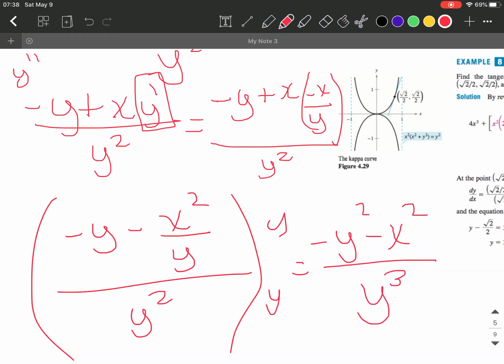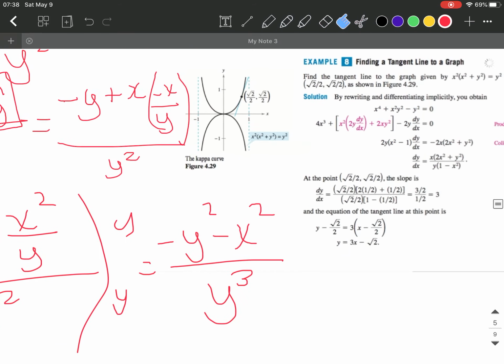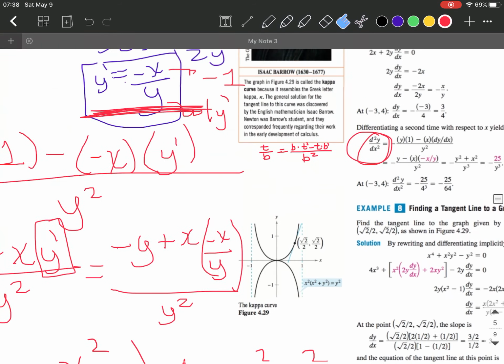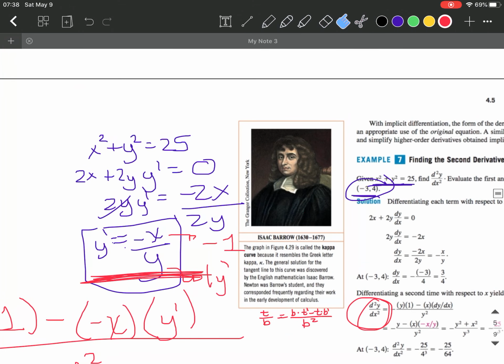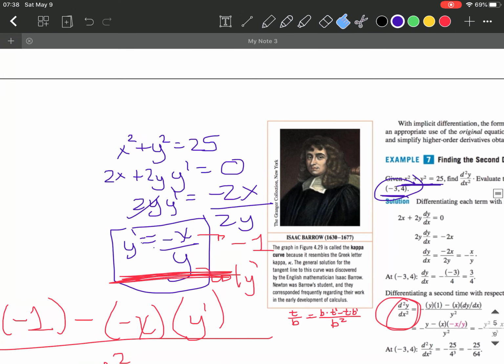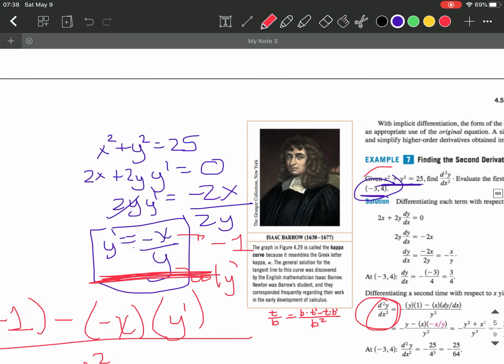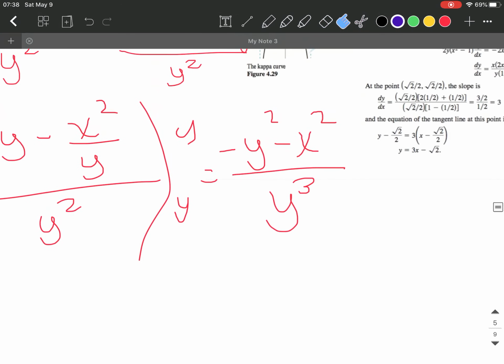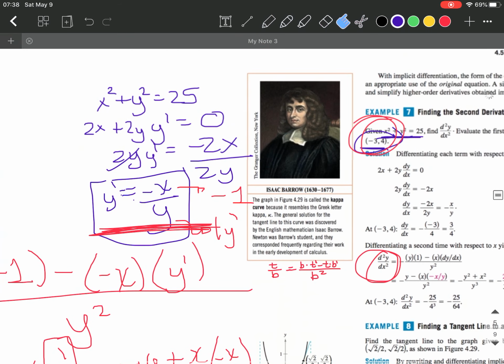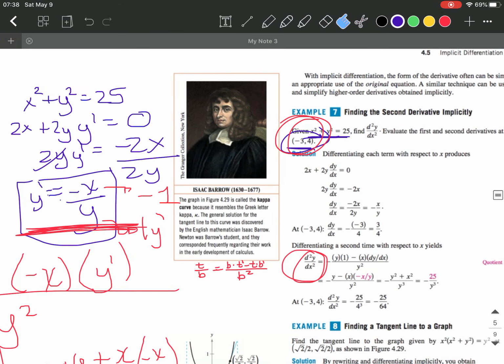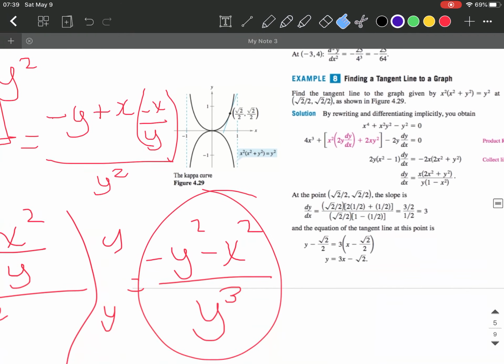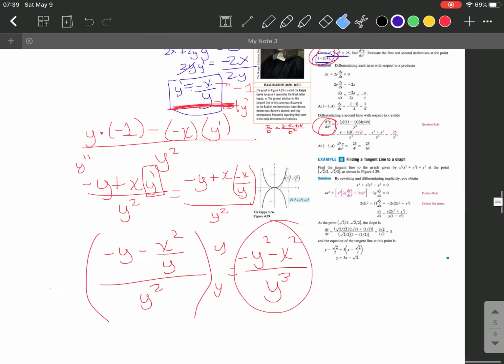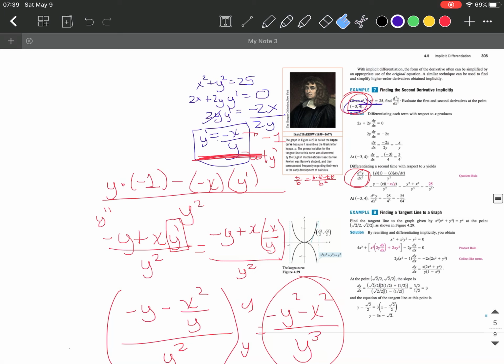However, that's the general formula, but they gave us a specific point for this example, negative 3, 4. So you take that negative 3, 4, and you substitute it in your general formula. Go ahead and do that, pause the video, and make sure you're getting negative 25 over 64, which I'm pretty sure you're going to get. And that's going to be the second derivative of that function.